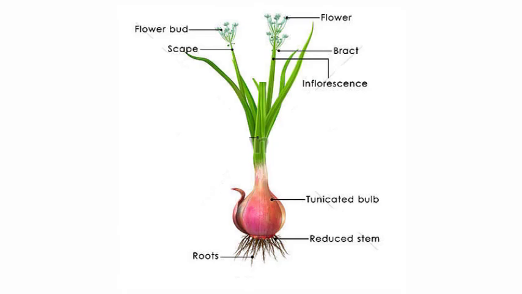Let's see the diagrammatic representation of bulb. Here the reduced stem is the actual bulb. It contains adventitious roots on the lower surface. On the top, they contain stored scale leaves, called a tunicated bulb. Here, the bulb does not store any food material.